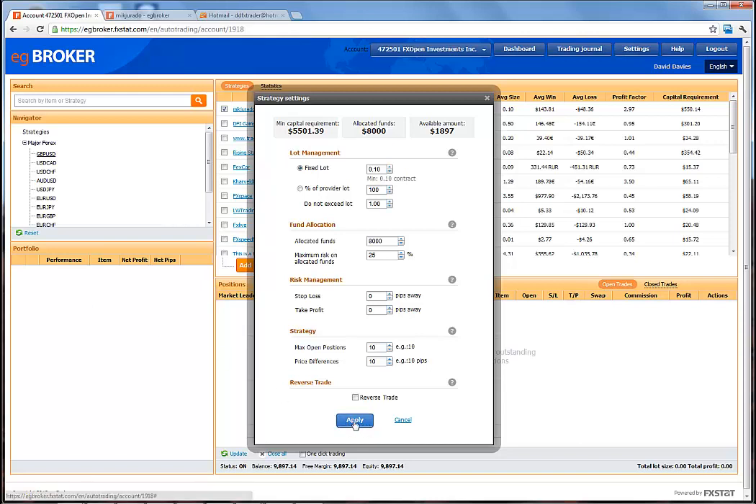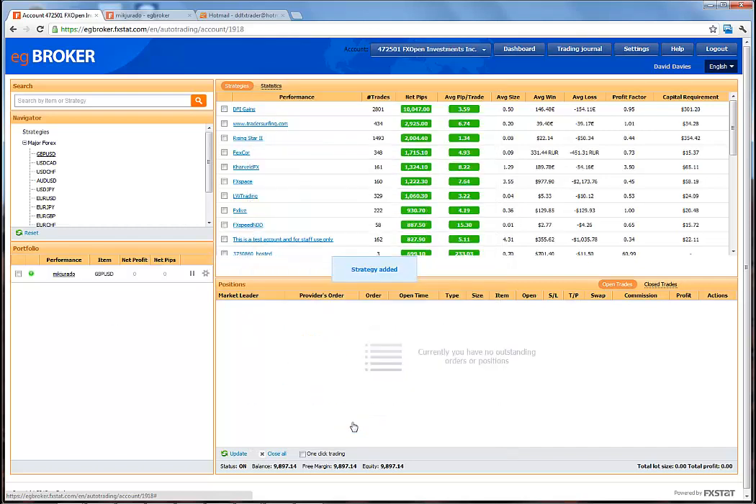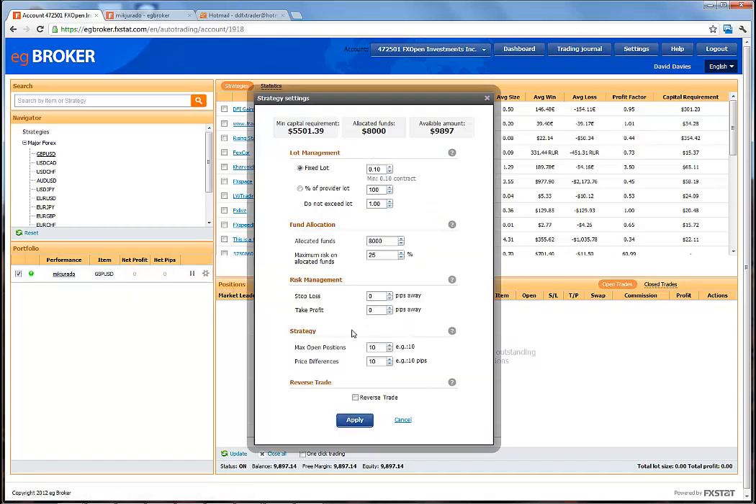So I will click apply now. And there we are. The signal provider has been added to the portfolio. From here on in, any trades that this signal provider enters into will be added to our open positions under the criteria that we had just set. If we wish to change or adjust these criteria at any point, we would click on the cog symbol, which is Settings, adjust as required, and then click Apply.